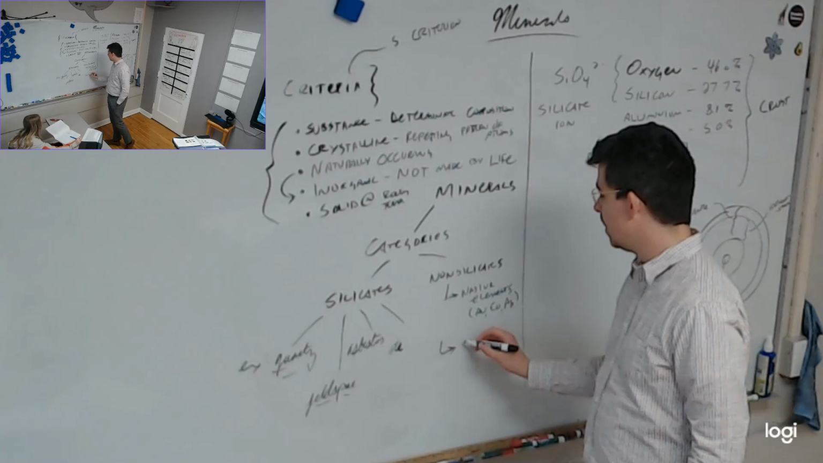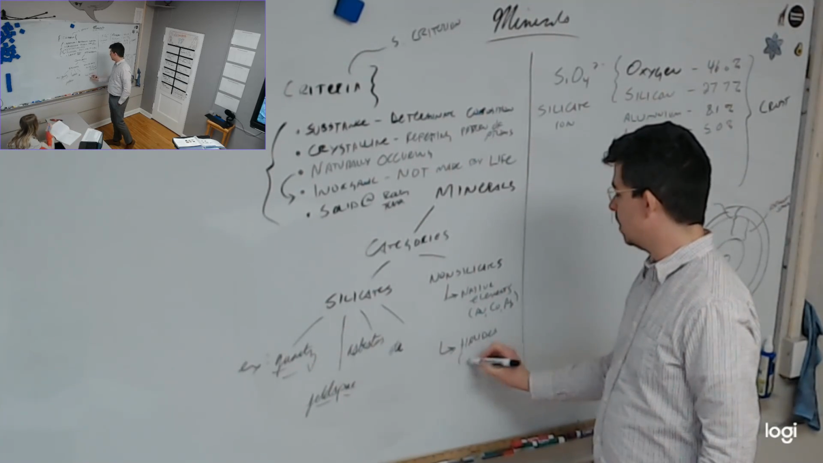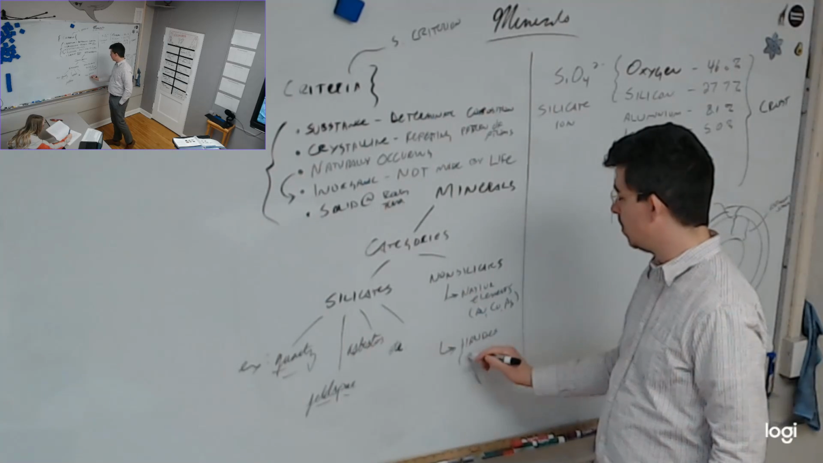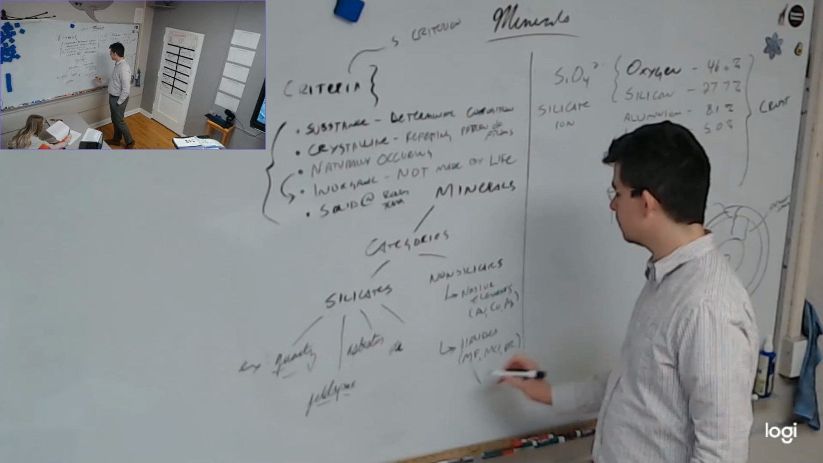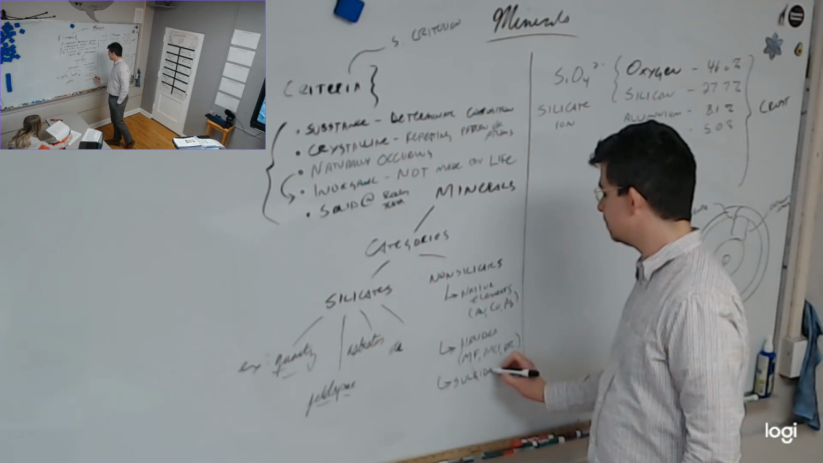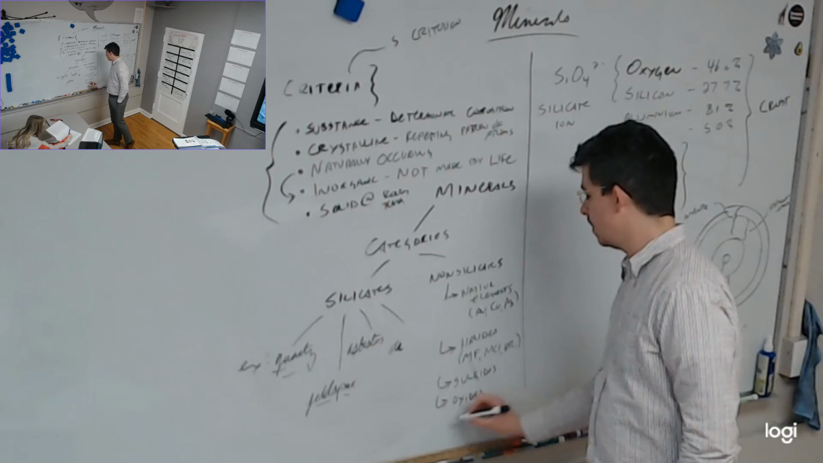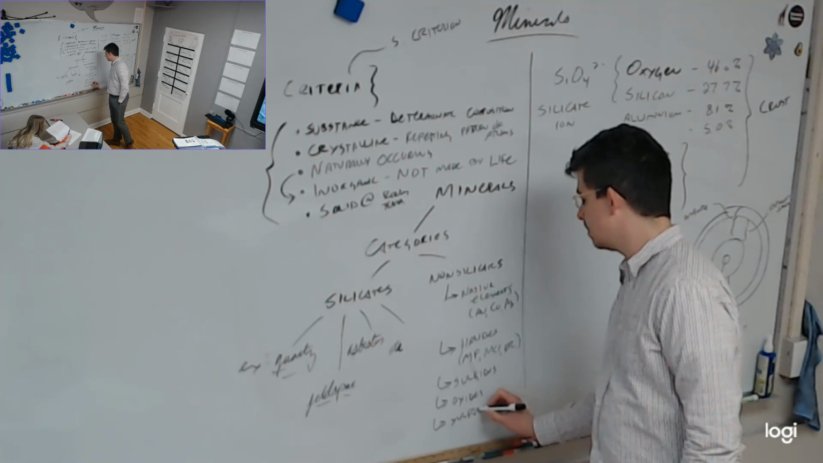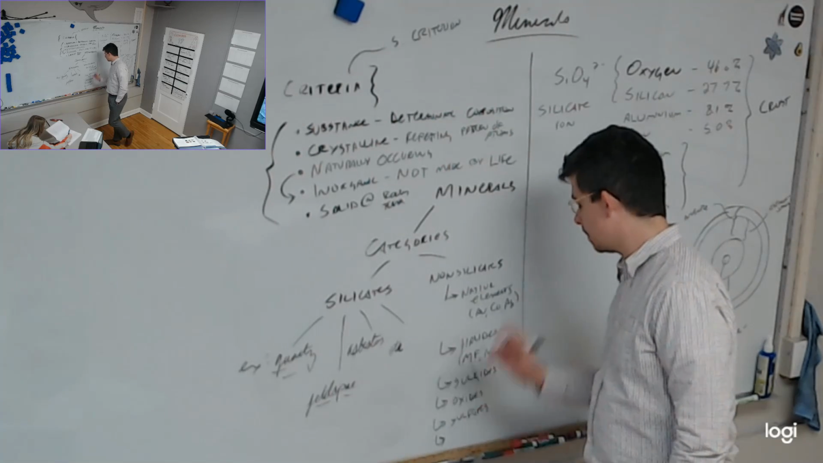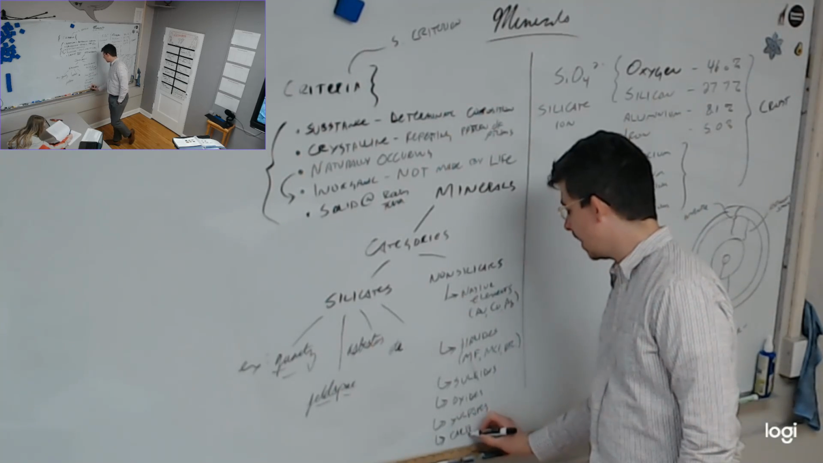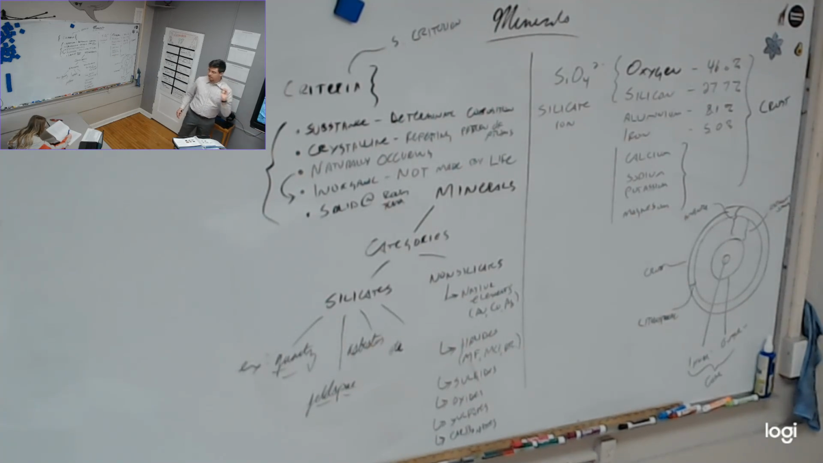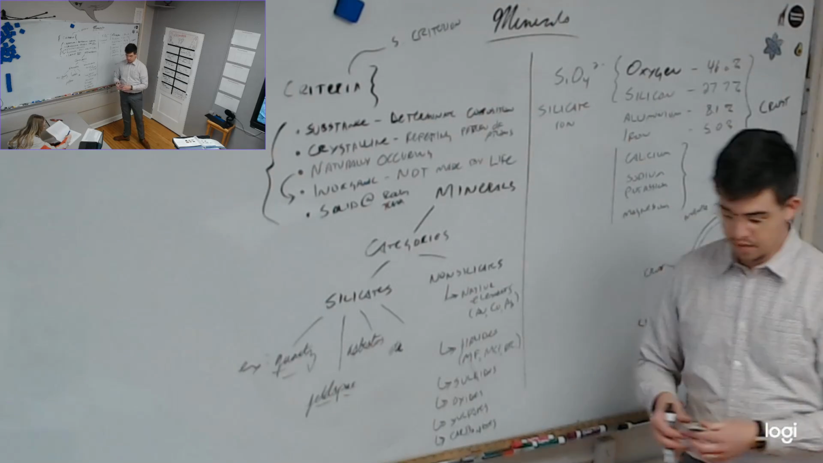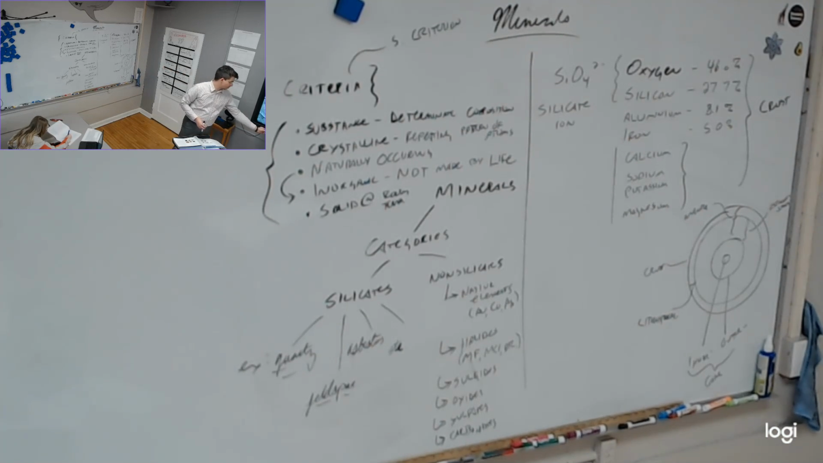Native elements, we have halides, which involve halogens, so some metal bonded with a halogen, metal fluoride, metal chloride, etc. Sulfides, oxides, sulfates, I'm trying to think of some others. Carbonates are a big category actually. Limestone. This is not a mineral, but it is made out of calcium carbonate, which would be a non-silicate mineral if it was one. Limestone is made out of the mineral calcite, which is very common.